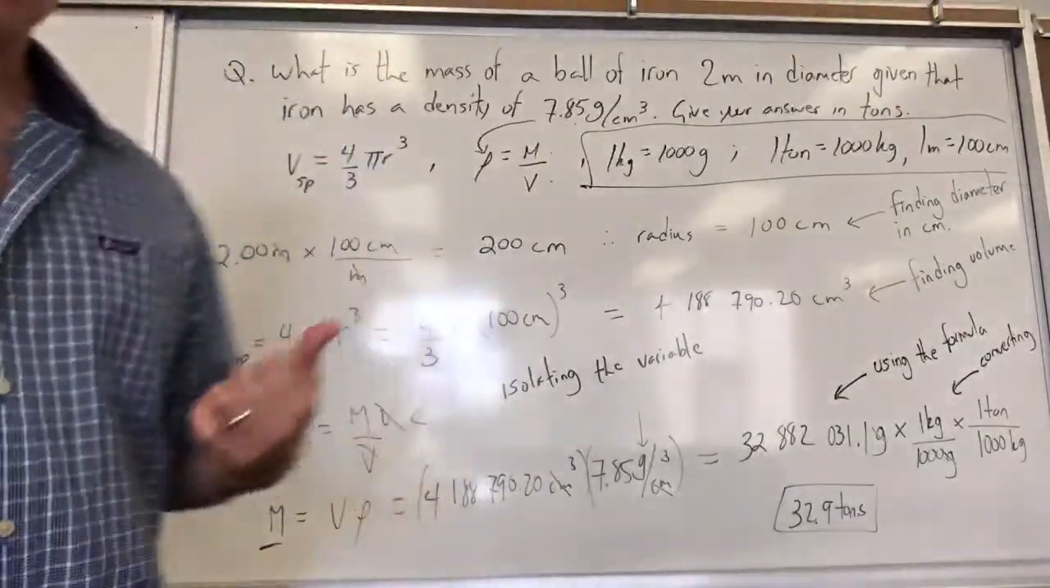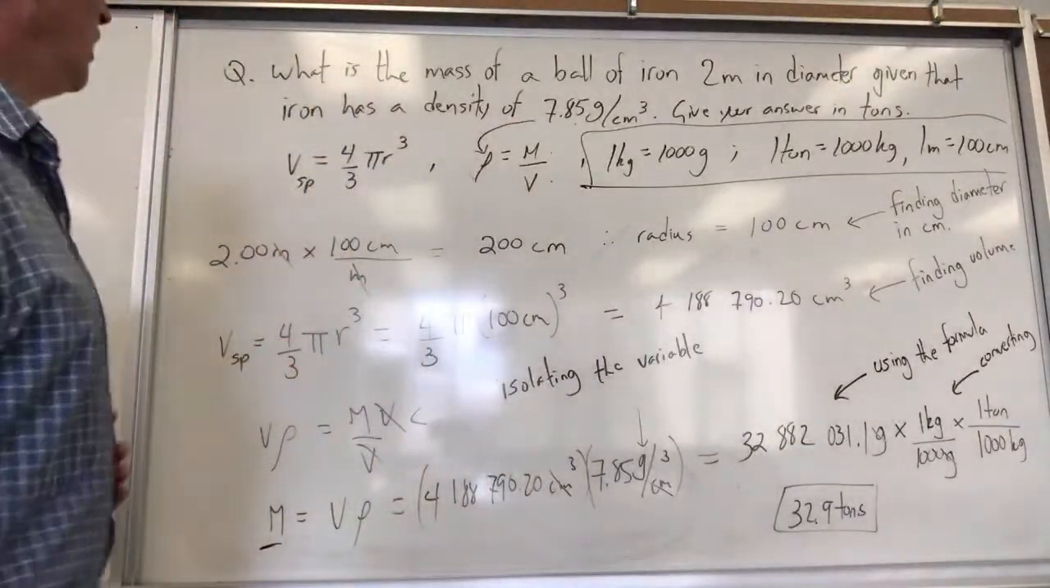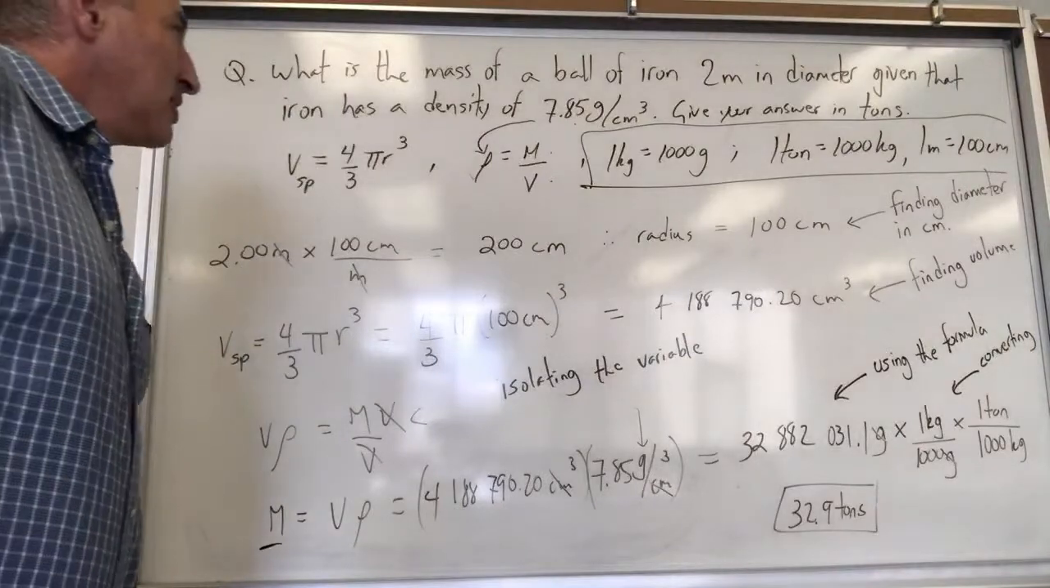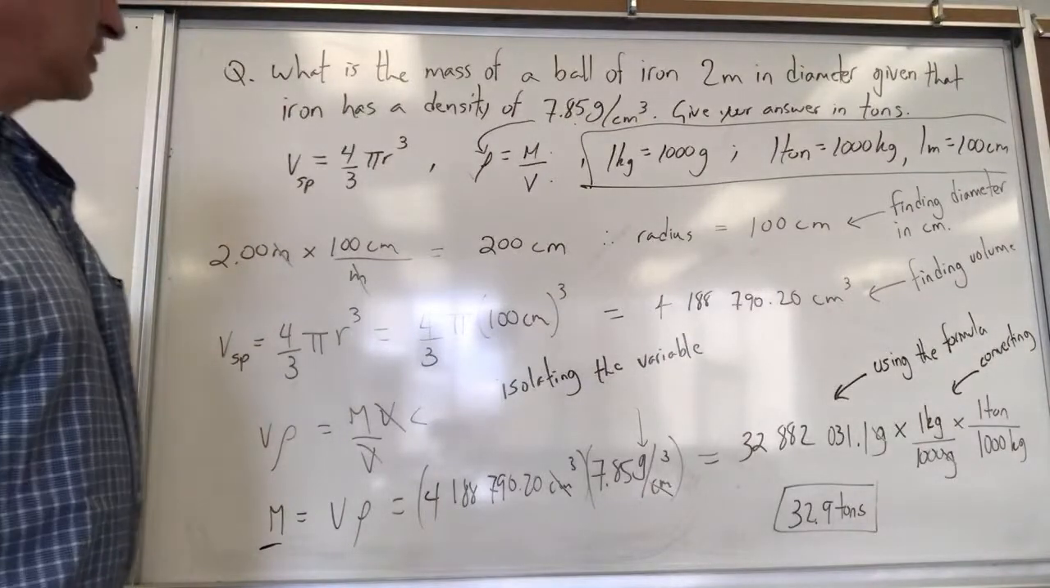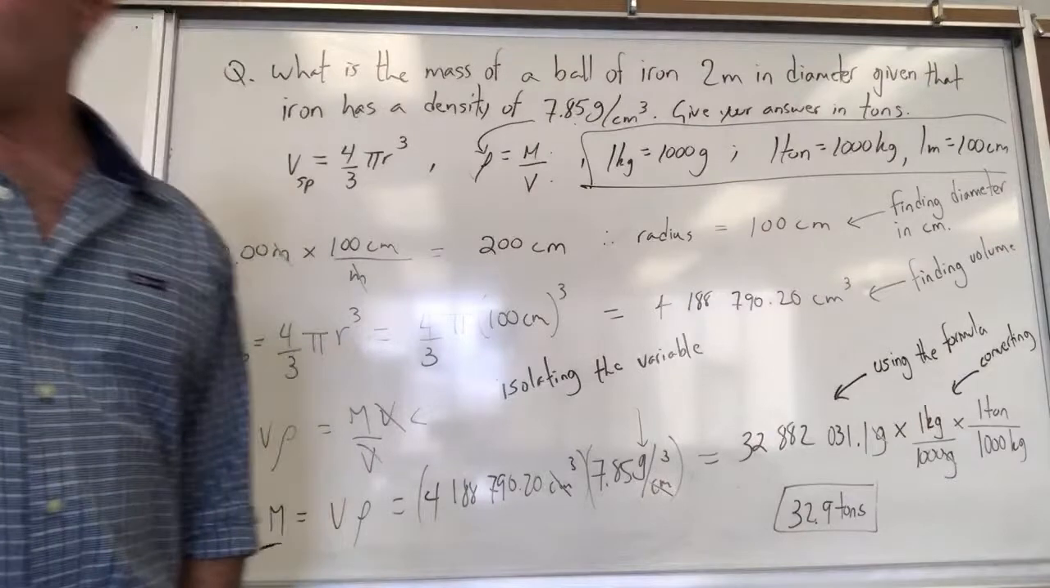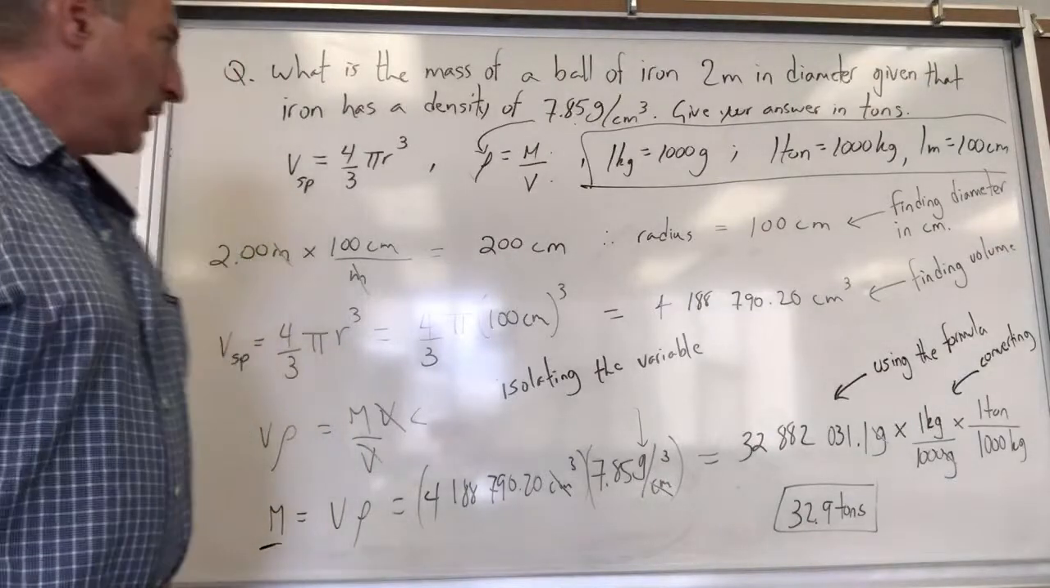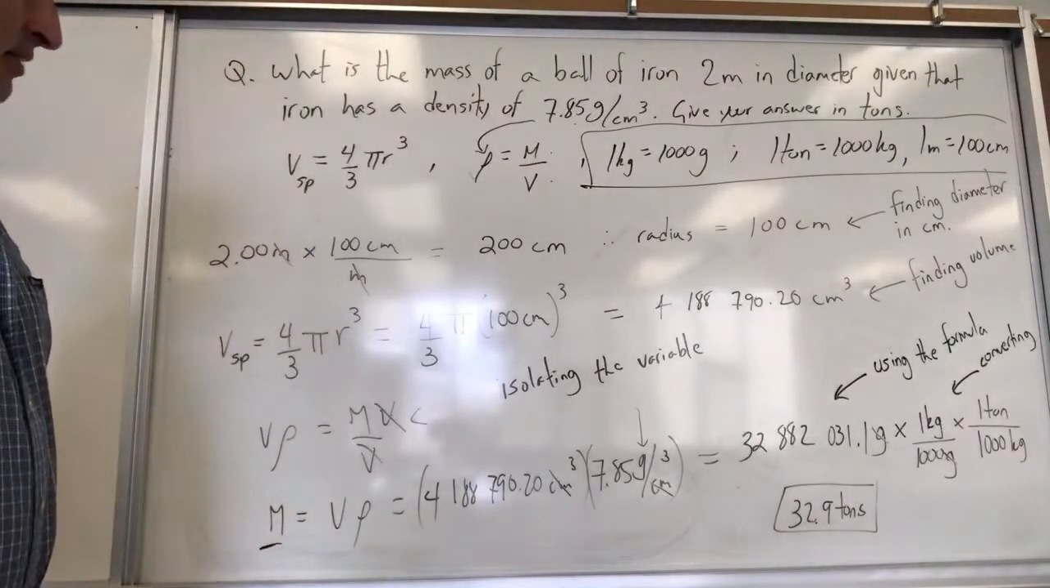So this is your homework question. What is the mass of a ball of iron 2 meters in diameter, given that iron has a density of 7.85 grams per centimeter cubed? And give your answer in tons.